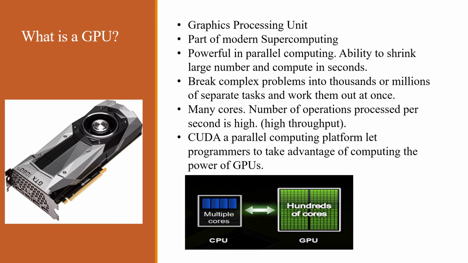Multi-core means it has only a limited amount of cores, maybe from 2 to 8 cores, but a GPU has hundreds of cores. So let's assume you have a task to complete. Using a CPU, you will split that task into 4 parts, but you can split that task into hundreds of parts using GPUs. So it is very powerful and it has so many advantages of using GPU programming. That's a basic idea of a GPU and GPU programming.